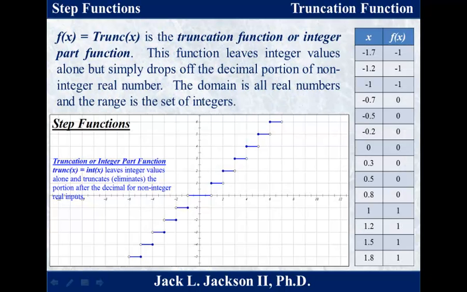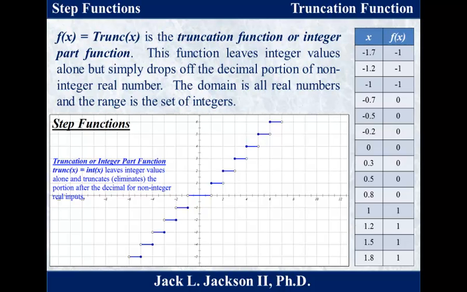So the first example we're going to look at is the truncation function, or integer part function. What this one does is it leaves the integer values alone, but it simply drops off any decimal portion if you've got a non-integer. So the domain is all real numbers and the range is a set of integers. Okay, and so here's a graph of it, and let's take a look at what's happening here.